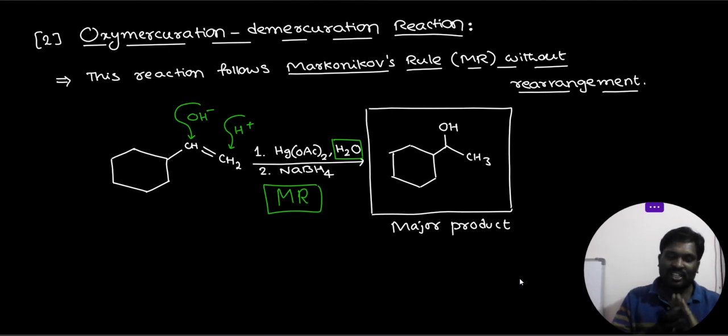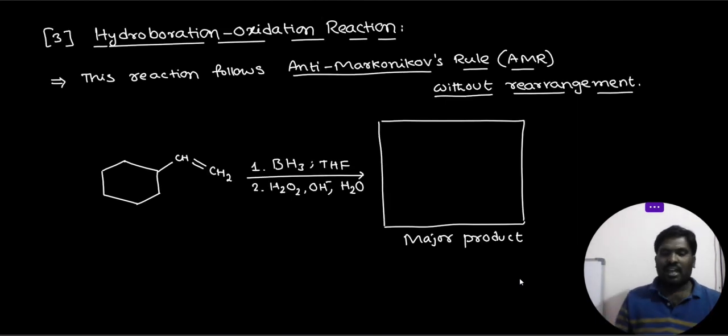Here the mechanism is not at all required. You add the negative part of the reagent to the carbon of the double bond with less hydrogen, simply the internal carbon, and the positive part of the reagent to the terminal carbon. That's all. Now coming to the third reaction, hydroboration oxidation.